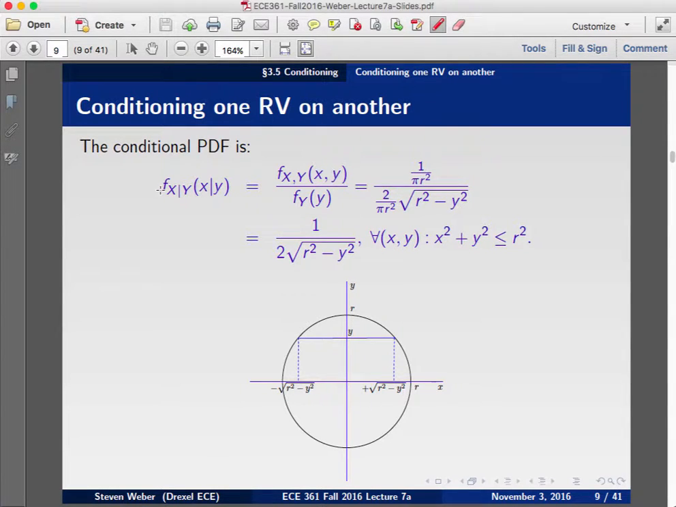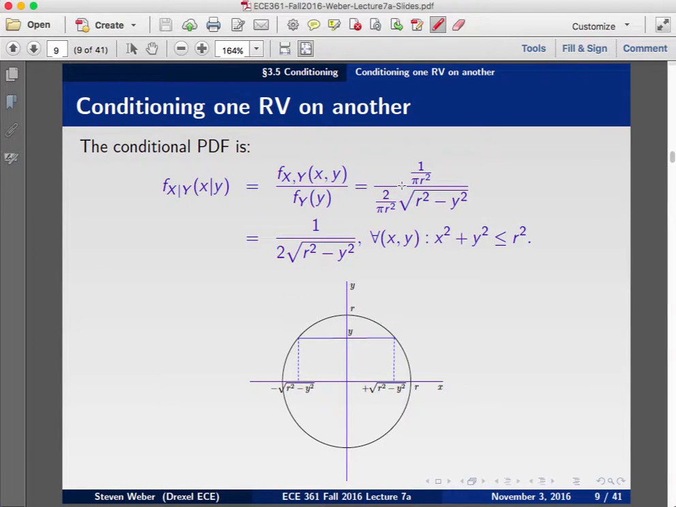To do so, we use the equation that the conditional density f of x given y is equal to the ratio of the joint density f of x comma y over the marginal for y. Now we just substitute in what we derived on the previous slide. We were given that the joint distribution is 1 over pi r squared, and we derived that the marginal distribution was 2 over pi r squared times root r squared minus y squared. Although this expression depends upon r and y, it's important to observe it does not depend upon x, other than that the set of possible values for x also depends upon r and y.